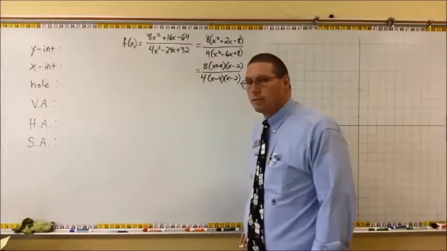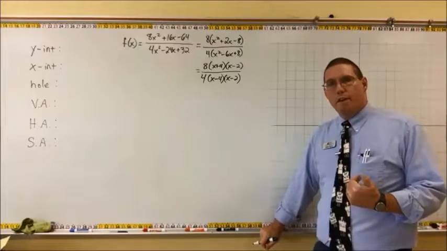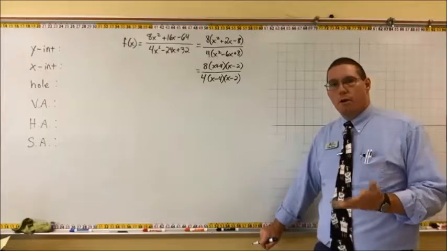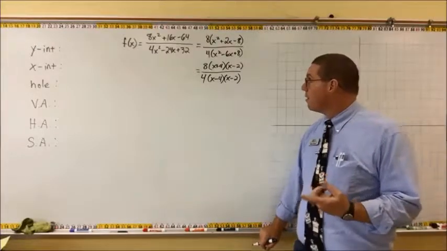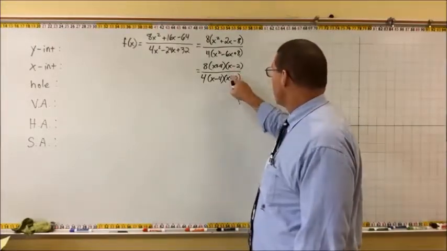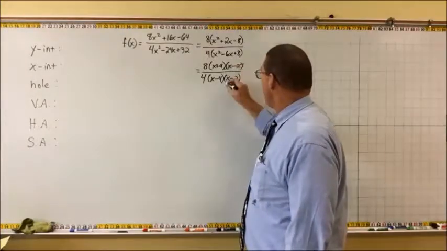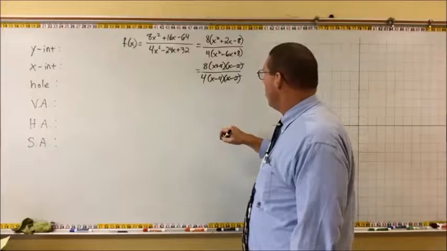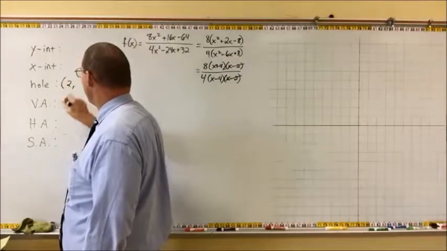All right, now that it's factored, we can identify the X-intercepts. We can identify the Y-intercept, or Y-intercepts, if there's any holes. And we can see right away, right from the beginning, that there is a hole, right? So we're going to go ahead and cross that out. We're going to cross this out. We're going to cross this out. And we know that there is a hole at x equals 2, right?